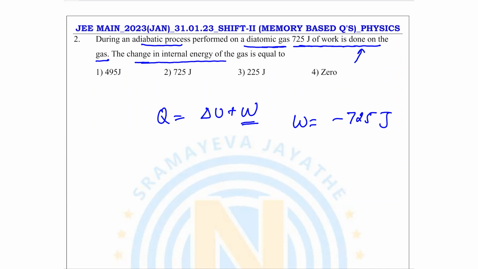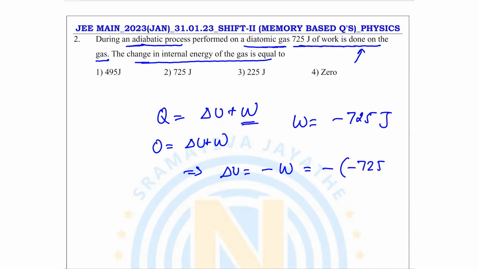We want to find the change in internal energy, and we are given that it is an adiabatic process. So adiabatic process means Q is 0. Therefore, delta U must be equal to negative of the work done by the gas, and that is negative of minus 725. So the answer is plus 725 joule. So option 2 is the correct answer. Let's go to the next question.